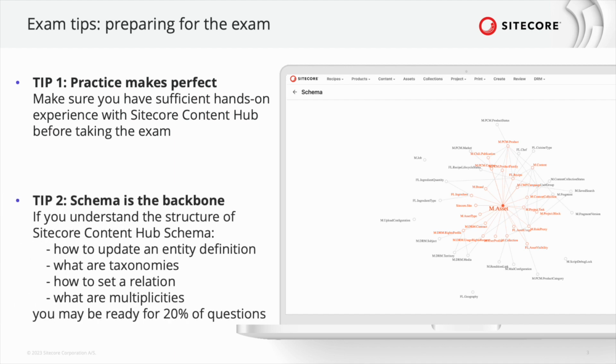The second tip is schema. Schema is the backbone of Content Hub. So if you understand the structure of the Sitecore Content Hub schema, the logic of it, how to update an entity definition, what are taxonomies, what are non-taxonomy entities, how to set a relation, what are the multiplicities and directions of the relations, you may be ready for around 20% of the questions. So we strongly recommend to spend additional time on studying the schema and the logic of the data model of Content Hub.